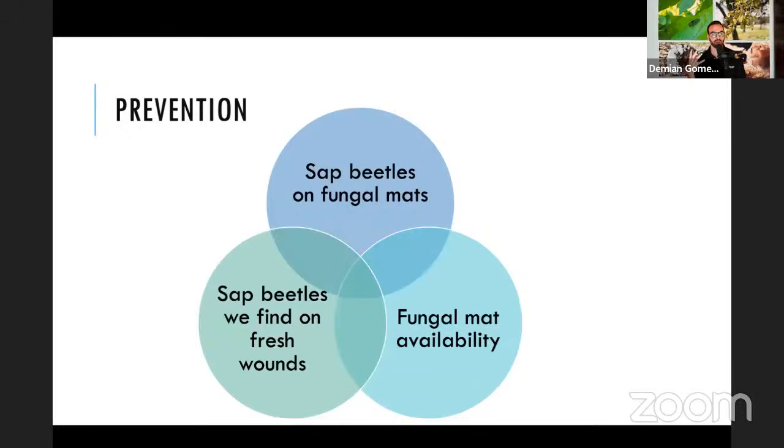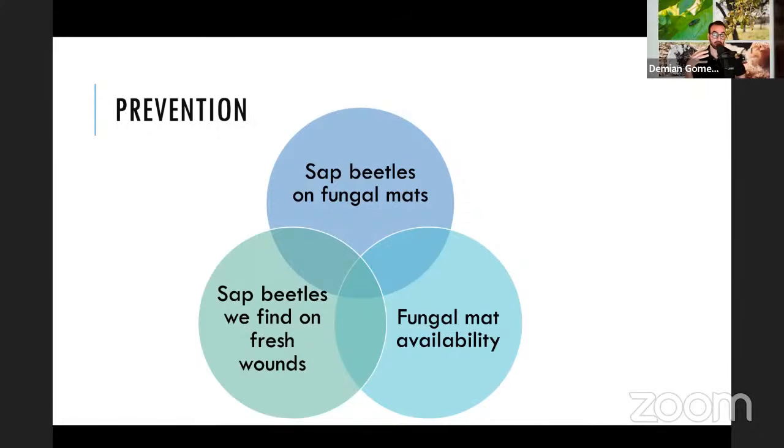So when we talk about prevention, there are different things to consider, right? On one hand, we have different species of sap beetles, these nitidulid beetles that are going to hang out and feed on these fungal mats. On the other hand, some of these beetles are also going to be attracted to the fresh wounds after you make a cut, for example, pruning.